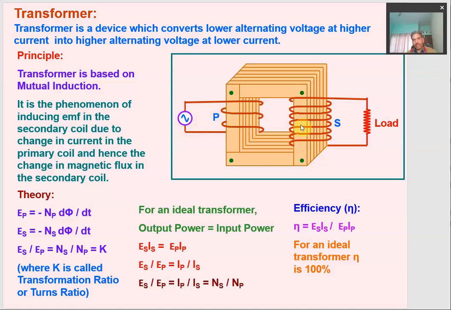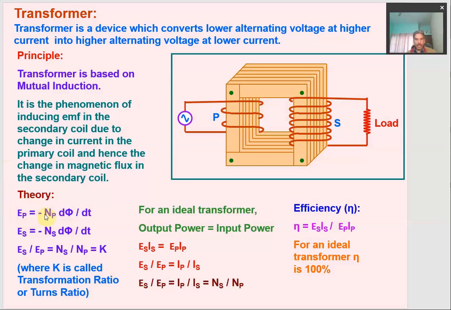And because the secondary coil is also lying close, the secondary coil lies in this changing flux. Due to this changing current in the primary coil, a changing flux takes place across the secondary coil, due to which some EMF is induced in the secondary coil, and EMF is also induced in the primary coil. So we can write the expression for the induced EMF according to Faraday's law, which is nothing but, here we can see the induced EMF in the primary coil, EP.